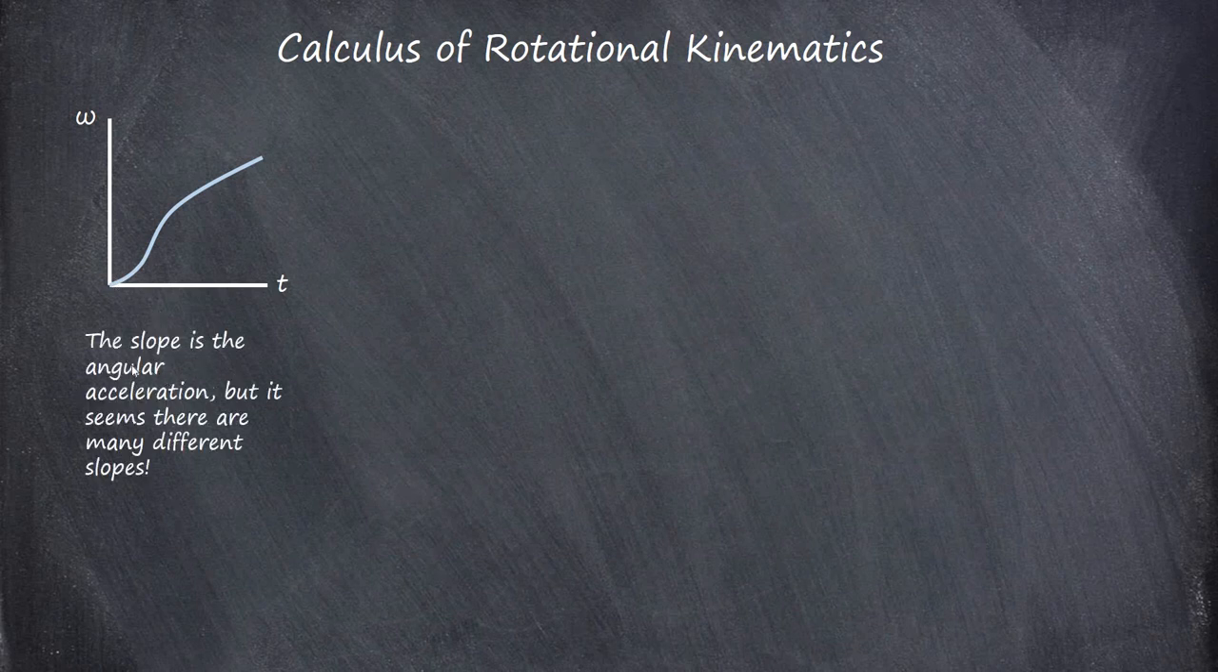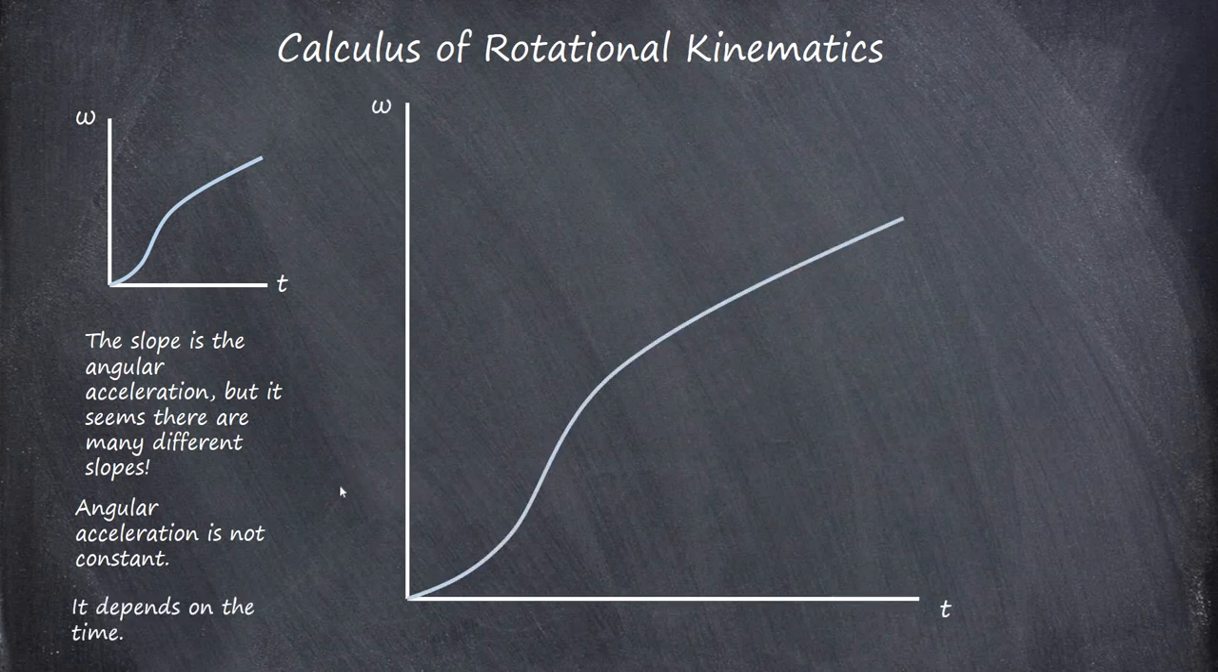So actually that implies that since the slope of this kind of graph is the angular acceleration, it seems that there are many different slopes. So it seems that there are many different angular accelerations. In other words, the angular acceleration is not constant. If I zoom out, as you can see here, this is the line that determines the slope at that particular part of the curve. And this line, as you can see, is less steep, and there's a different kind of steepness, a different kind of slope at this part of the graph.